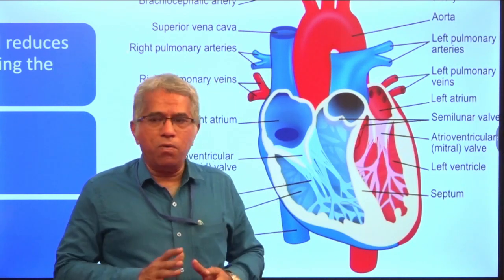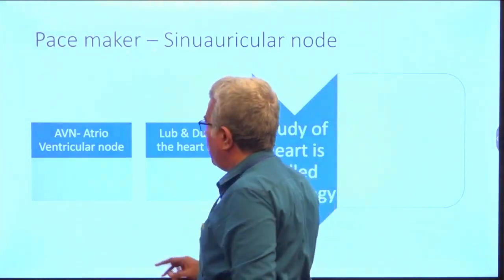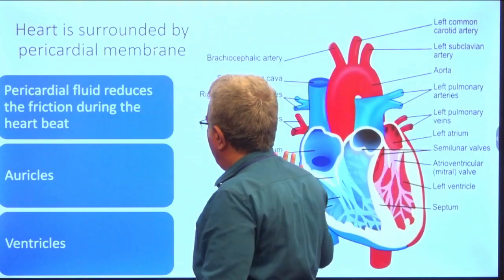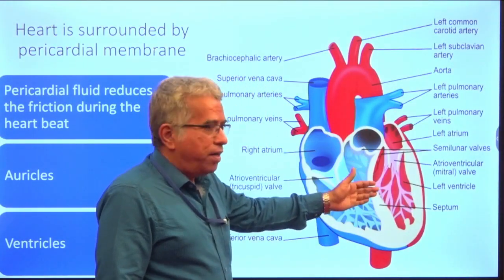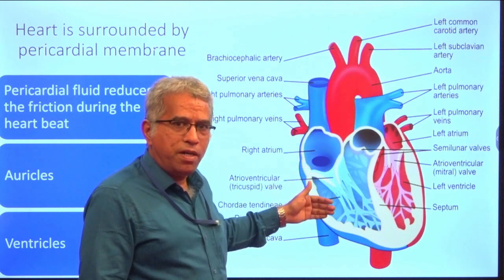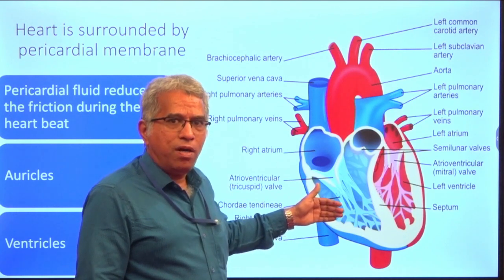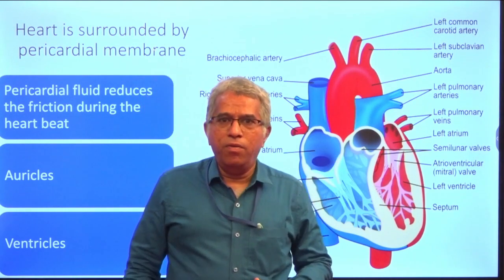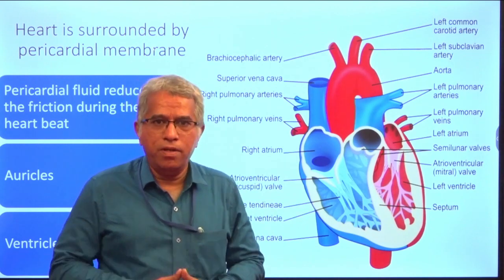And coming to the circulation, let us show the circulation method. So let us come back to the diagram. On the left side, oxygenated blood flows. On the right side, deoxygenated blood flows. Oxygenated blood circulation is called systemic circulation, whereas deoxygenated blood circulation is called pulmonary circulation.